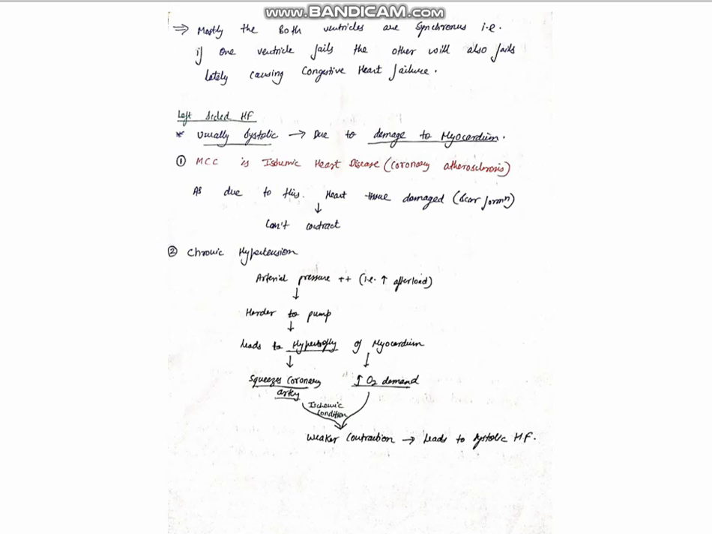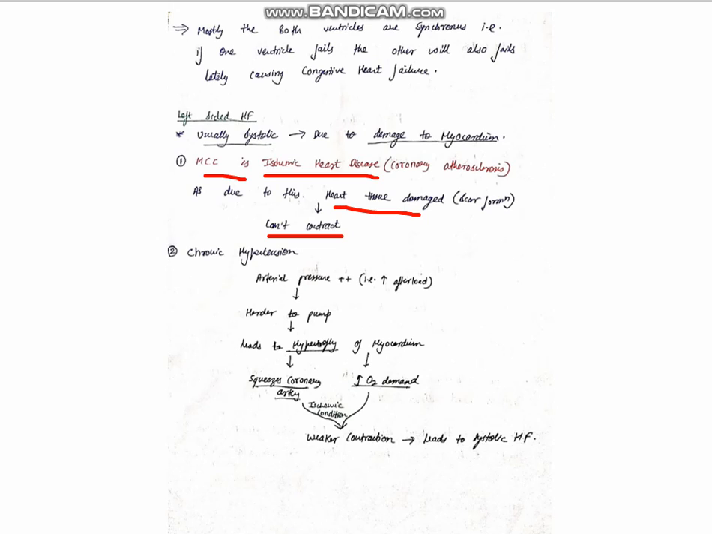In left heart failure, we will divide the left heart failure into systolic and diastolic. Usually the left sided heart failure is systolic type. The most common cause of systolic heart failure is ischemic heart disease. In this, as the heart tissue is damaged, that part of the myocardium will not be able to contract much.